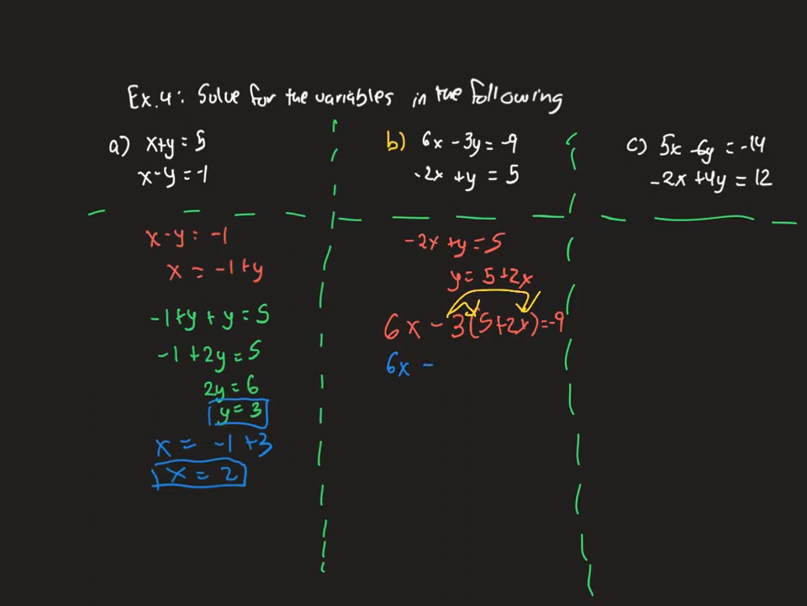So 6x minus 15 minus 6x. Remember, this minus travels along with it. It's equal to -9. So what do we notice here? Well, I have positive 6x minus 6x. So I have 6 bananas, and you're taking away 6 bananas from me. So what do I have left? Well, I should have 0 bananas left, which ends up giving me -15 is equal to -9.